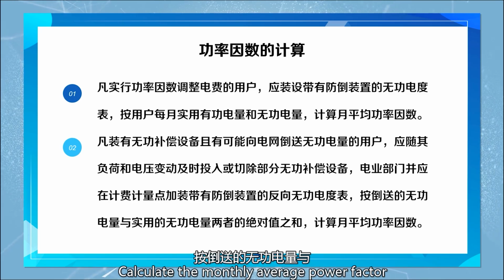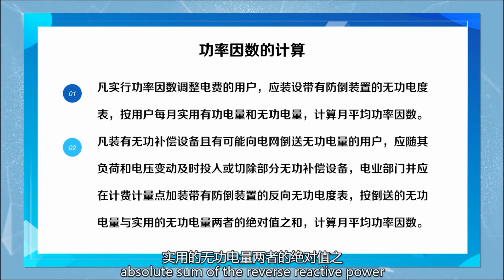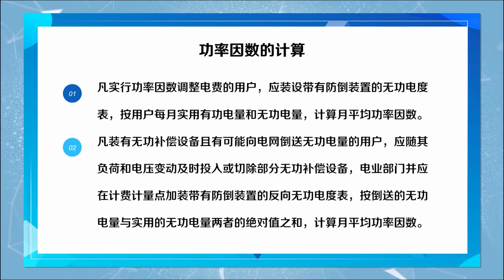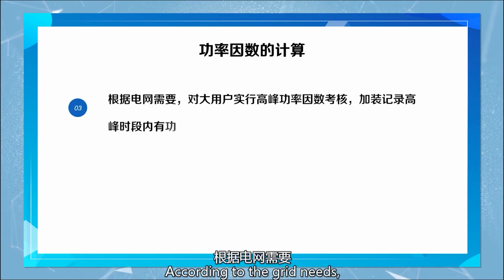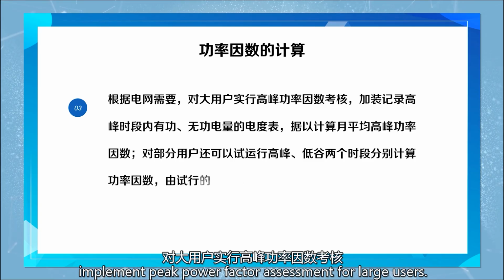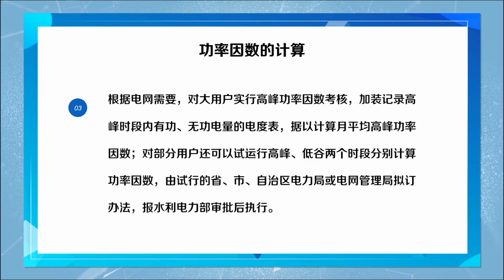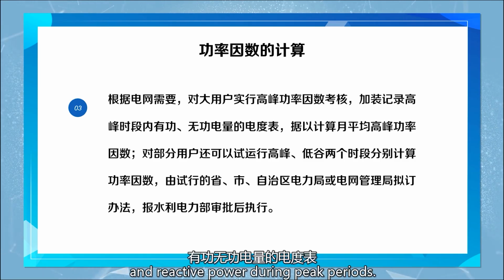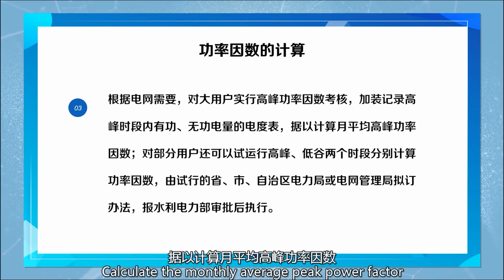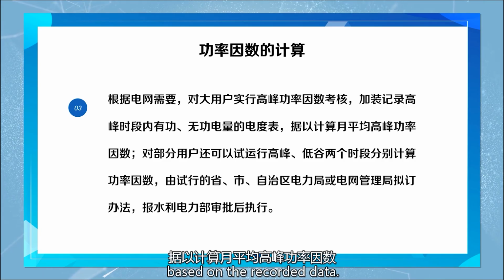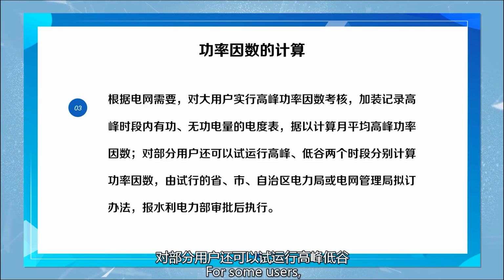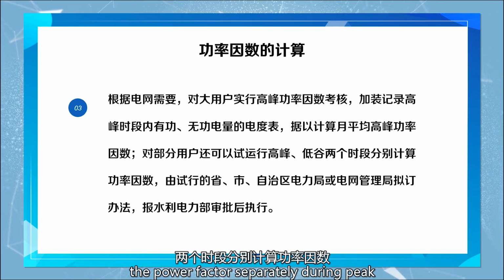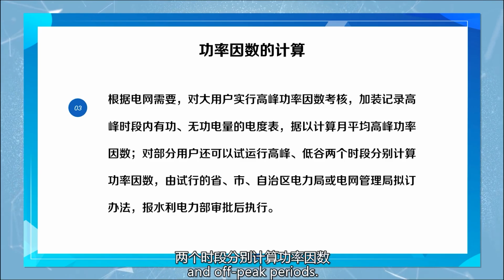Calculate the monthly average power factor based on the absolute sum of the reverse reactive power and the practical reactive power. Third, according to the grid needs, implement peak power factors assessment for large users. Install meters to record active and reactive power during peak periods. Calculate the monthly average peak power factor based on the recorded data. For some users, trial runs can be conducted to calculate the power factor separately during peak and off-peak periods.